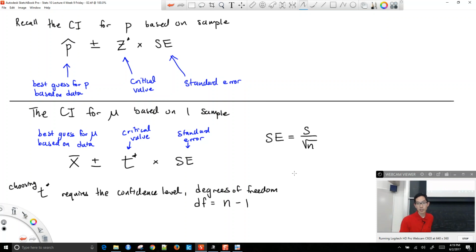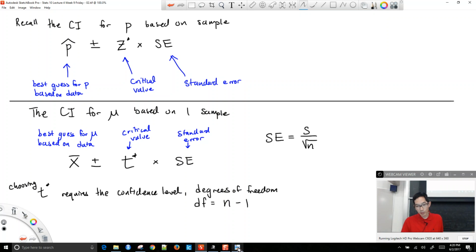The same idea is here with the degrees of freedom. With your sample size, you have 1 less degree of freedom. So if you have 10 items, you have 9 degrees of freedom. That's a very loose idea of degrees of freedom. This is not mathematically rigorous, but that's the idea behind it. All that really matters is that we're doing n minus 1 here. And that's it for the confidence interval for mu based on one sample.